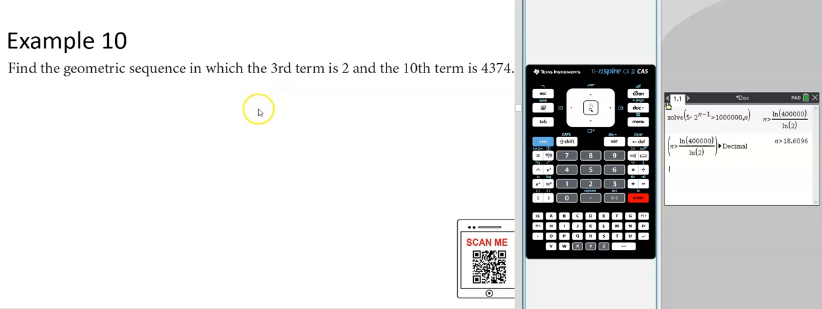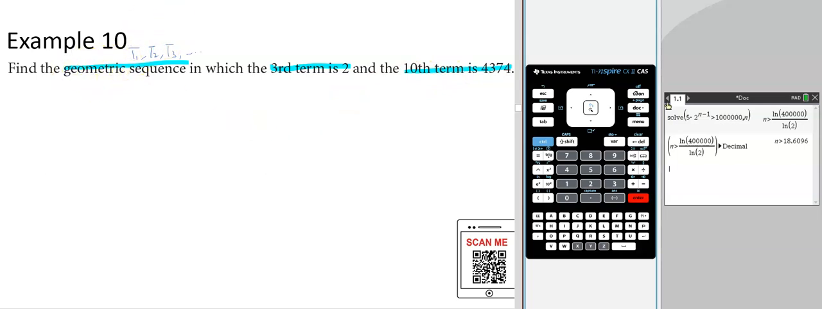Alright, so let's continue this example 10. Find the geometric sequence. Finding the geometric sequence means I want to find term 1, term 2, term 3, and so on. Just give 3 terms minimum, in which the third term is 2 and the 10th term is 4,374. So they already told you that this is a geometric sequence.